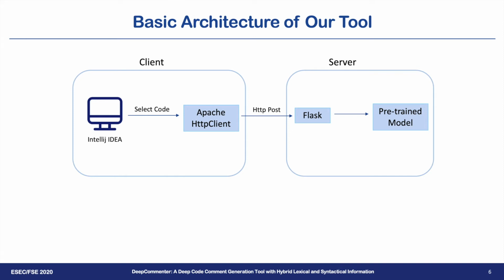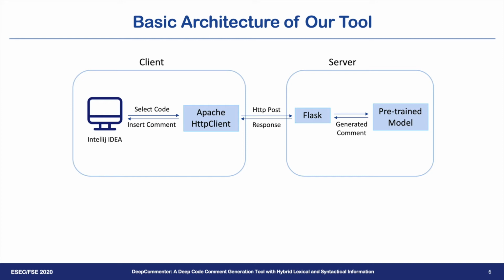In detail, the plugin will wrap the selected code into a JSON object, use an Apache HTTP client to send the formatted code to the server and wait for a response. We deploy a lightweight web application framework, Flask, on the server to listen for client requests. When the server receives the request, it generates the comment and returns it to the client. The client will insert the comment right above the selected Java method.